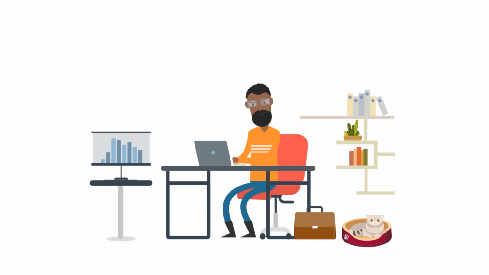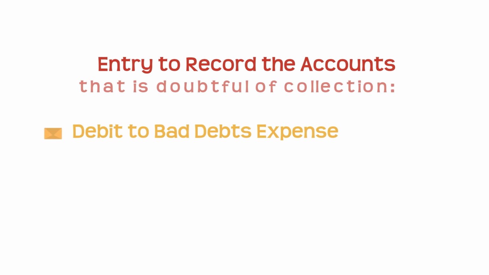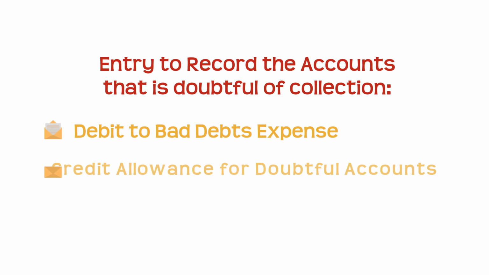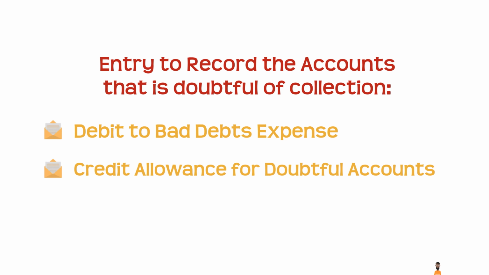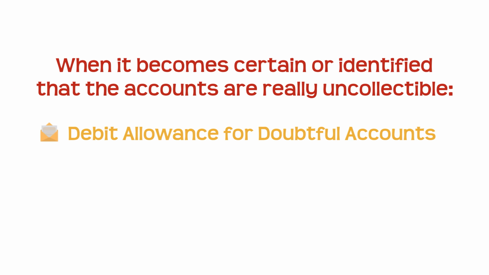As the name implies, an allowance is recognized together with the bad debts expense when the collectability of accounts becomes doubtful or questionable. The entry to record the accounts that are doubtful of collection is a debit to bad debts expense and credit allowance for doubtful accounts. When it becomes certain or identified that the accounts are really uncollectible, as opposed to the collection being only doubtful, the entry to write off would be debit allowance for doubtful accounts and credit accounts receivable.